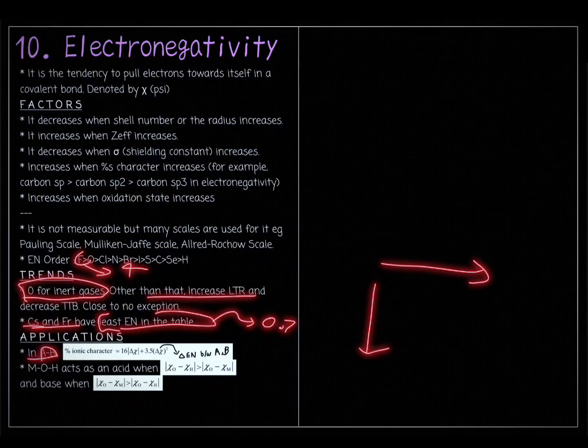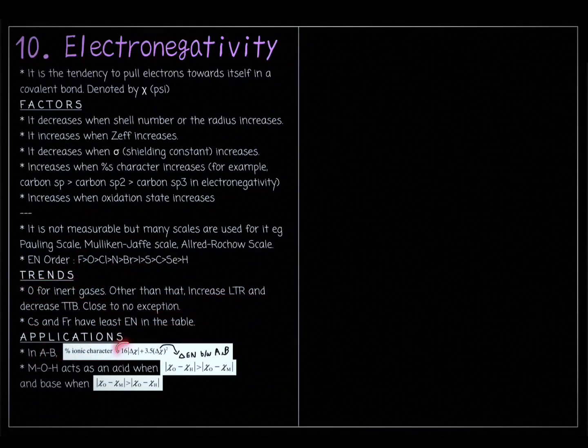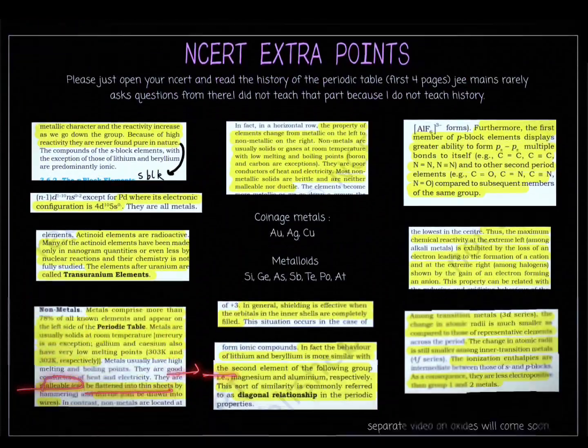In a covalent bond like this, you know Fajan's rules, there's ionic character. That ionic character is given by this formula, where delta psi is the difference of electronegativity between the two participating atoms. And this compound, MOH, acts as an acid when the electronegativity difference between oxygen and hydrogen is greater than the difference between oxygen and metal. And it acts as a base when this condition is met, the opposite of the previous condition.